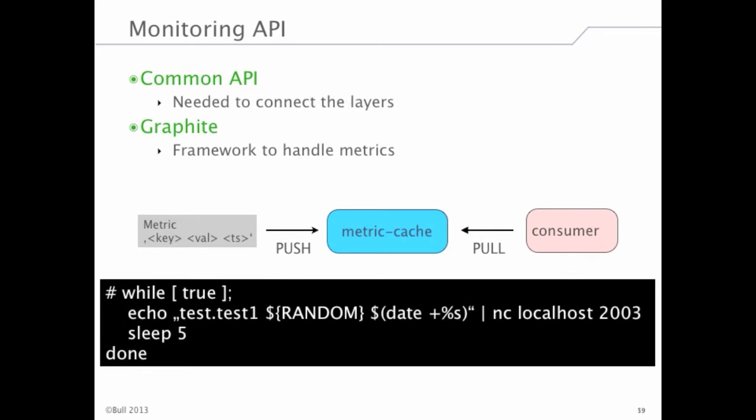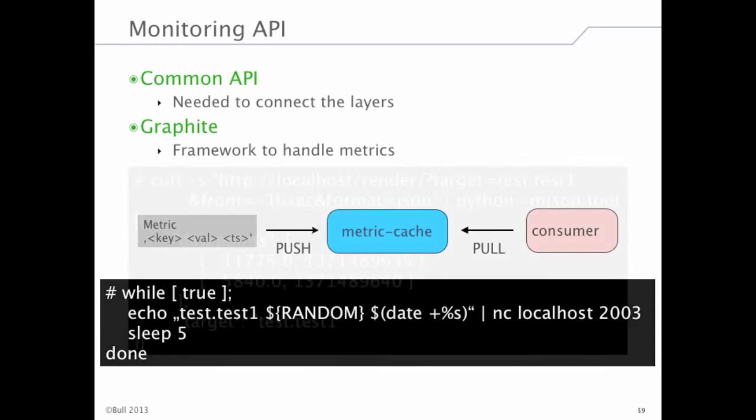So what could be a metric that is pushed to this, or how it's pushed to this, is very simple. You have just an echo with a string. So the key is test.test1 with a random int number and the current date as a Unix epoch. And this is sent to port 2003 on localhost. And as you can see, I had a loop that will run to infinity, sleep 5 seconds, and send every 5 seconds a random number to my beloved metric cache.